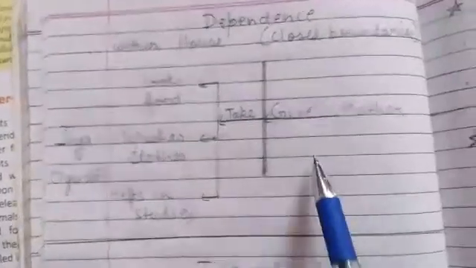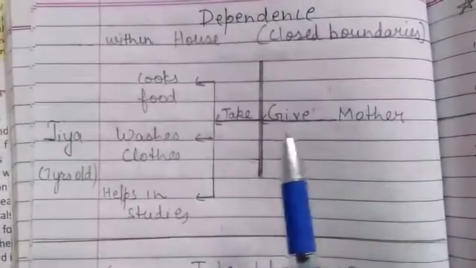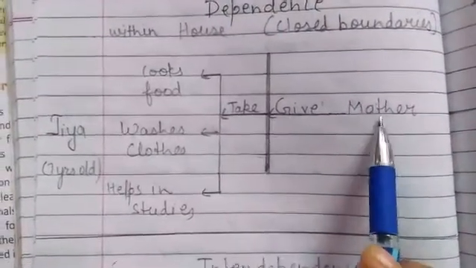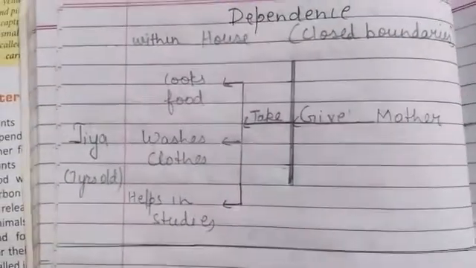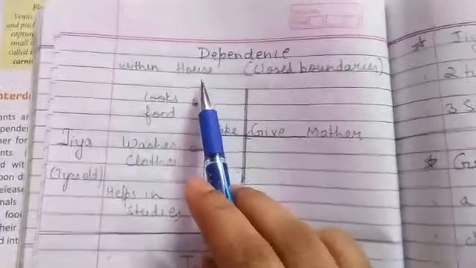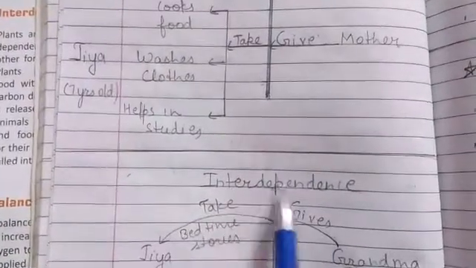Now in this case we have a relation of dependence, that is Gia is dependent on mama, that is her mother, that is mother is giving something and Gia is taking. That was about dependence. Now let us take another example of interdependence.